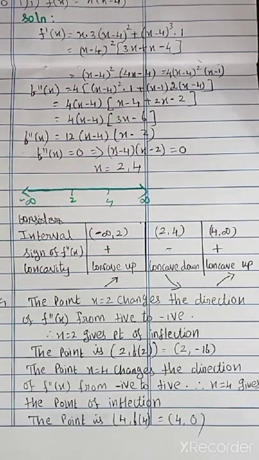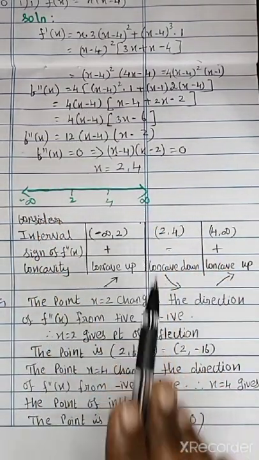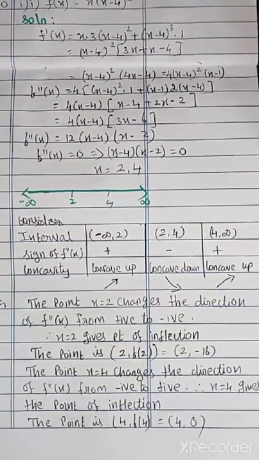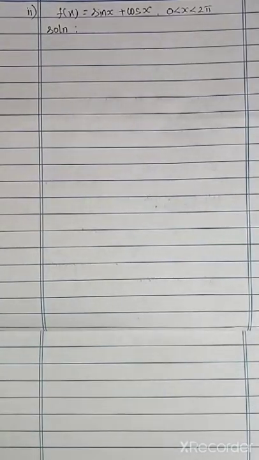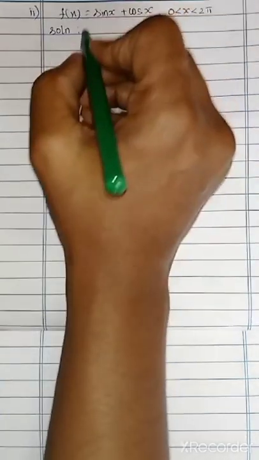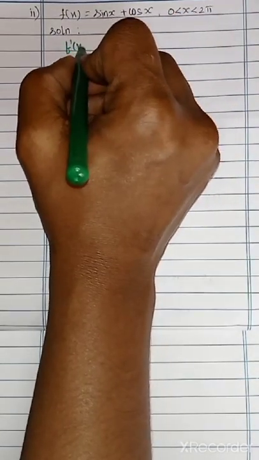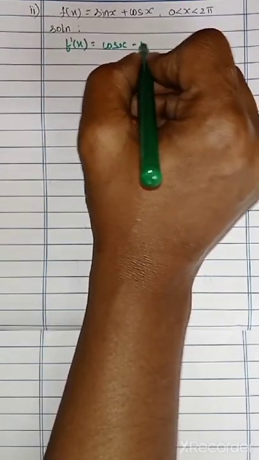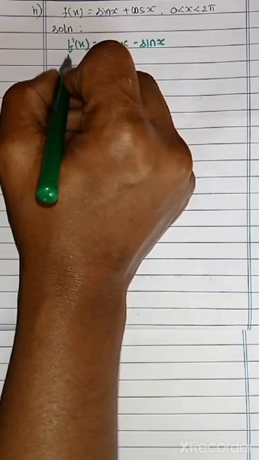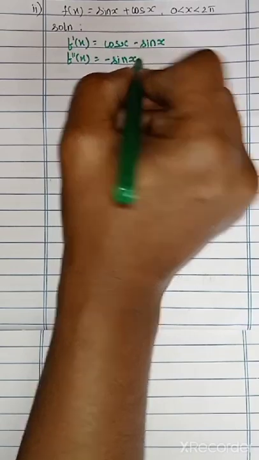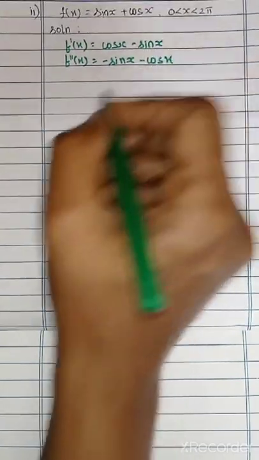That's all. So first we have to check concavity and we have to find the point of inflection. Second subdivision: f of x equal to sin x plus cos x. So what is the first step? We have to find f dash of x. So f dash of x: the differentiation of sin x is cos x, and the differentiation of cos x is minus sin x. Next, f double dash of x: minus sin x minus cos x.